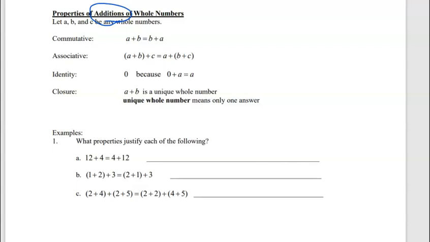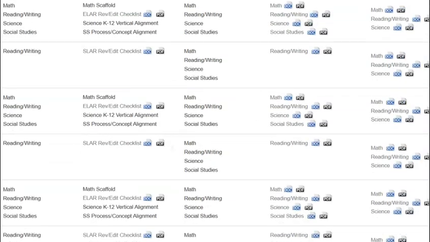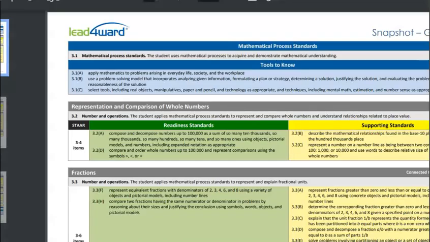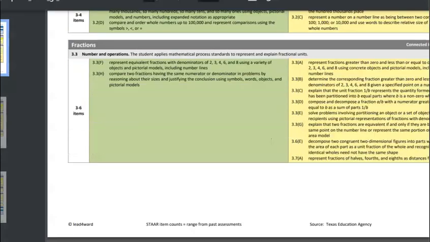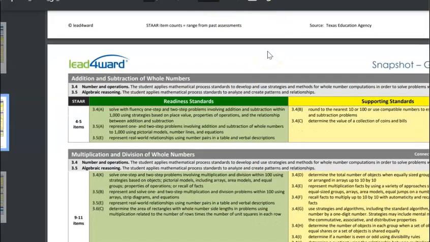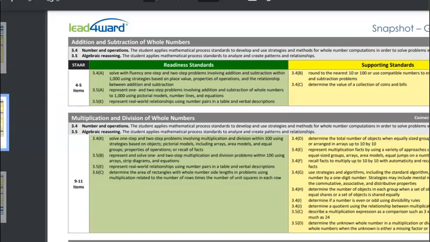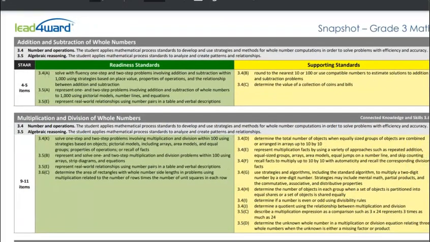And what I want to do is take a second and go back to Lead Forward, and go into the 3rd grade standards to show you that in 3rd grade, when we look at the addition and subtraction of whole numbers, give me just a second to zoom in on this. Okay, so in 3rd grade, we are fluently doing 1- and 2-step problems with addition.